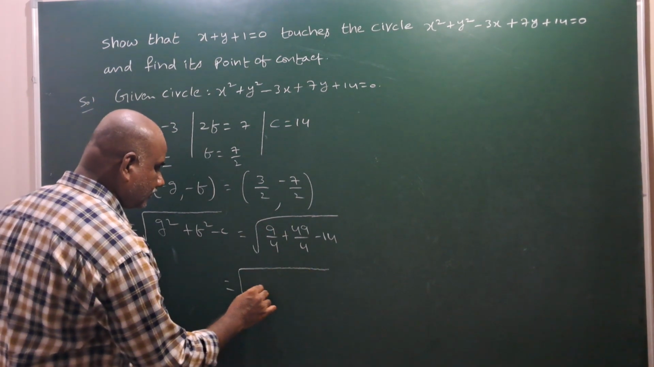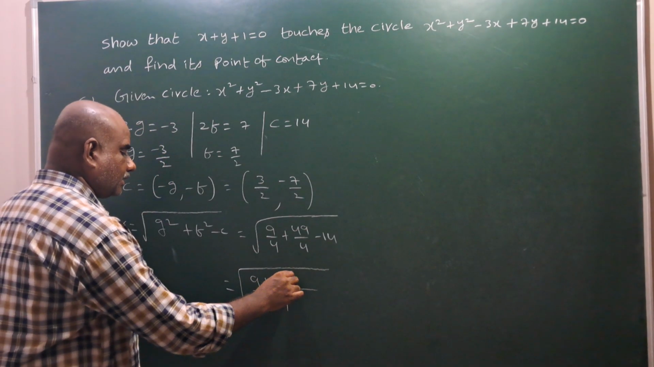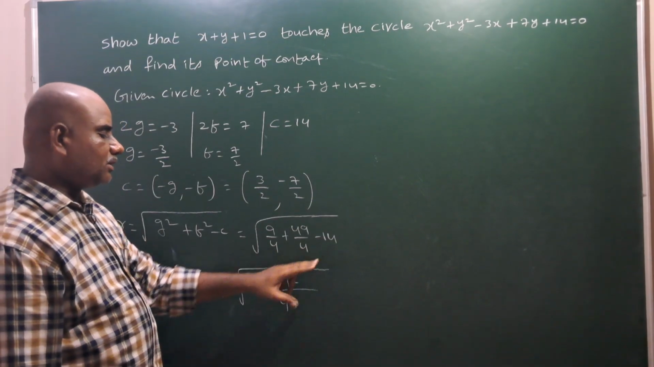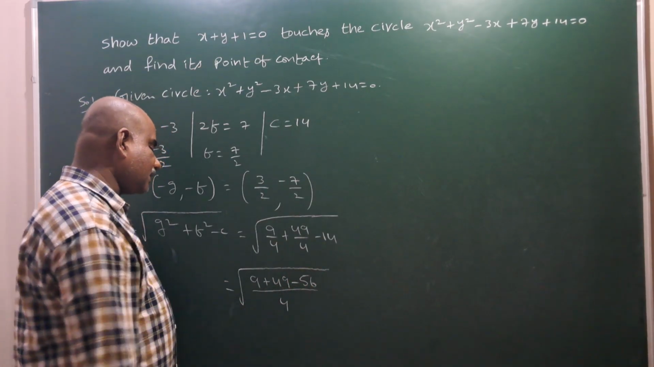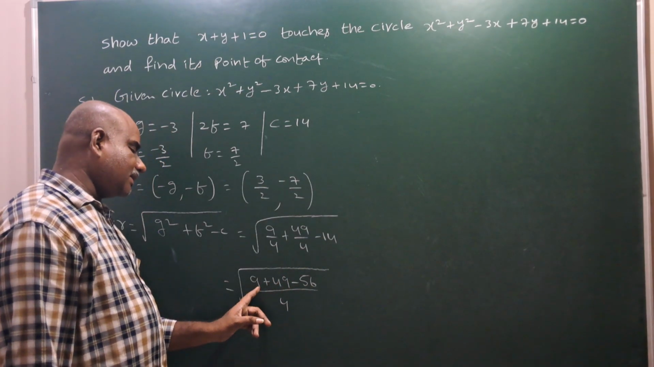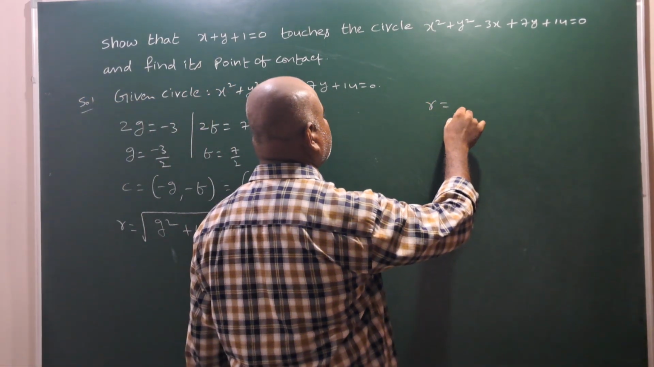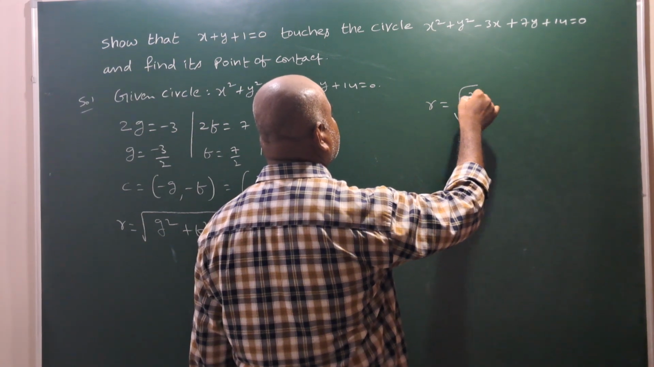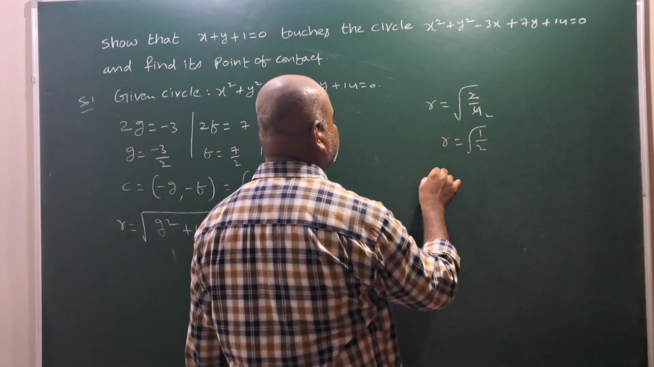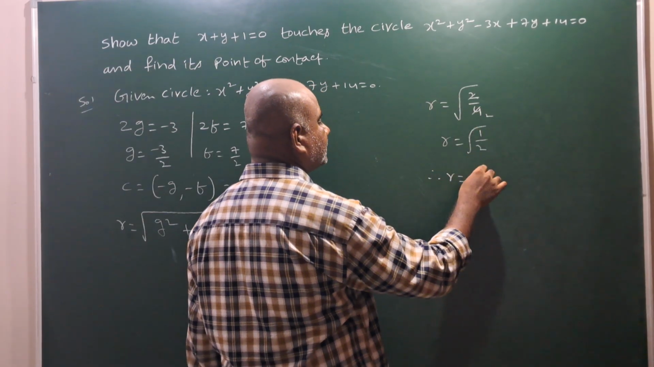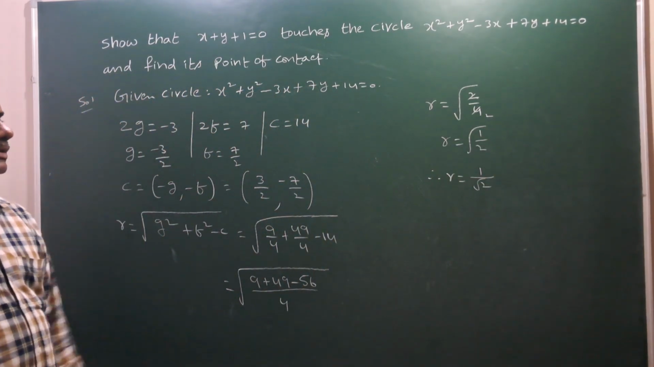So 4 is the LCM here. So 9 + 49, and for 14, there is no denominator, so we multiply with the LCM 4, which gives 56. So 49 + 9 = 58, and 58 − 56 = 2. So r = √(2/4) = √(1/2). So finally this is 1/√2. So we get the value of r, the radius of the circle, as 1/√2.